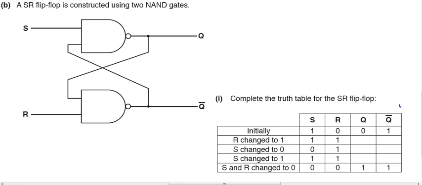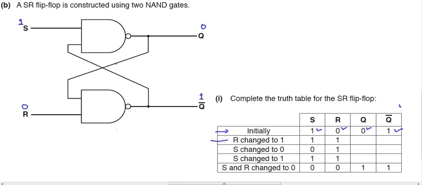So now we have an SR flip-flop that has been constructed using 2 NAND gates, and we're supposed to complete the truth table. Okay, let's take a look at the truth table. He's telling us that initially S is 1, right? So S is 1 and R is 0 and Q is 0 and Q bar is 1. Okay, so that's the initial state.